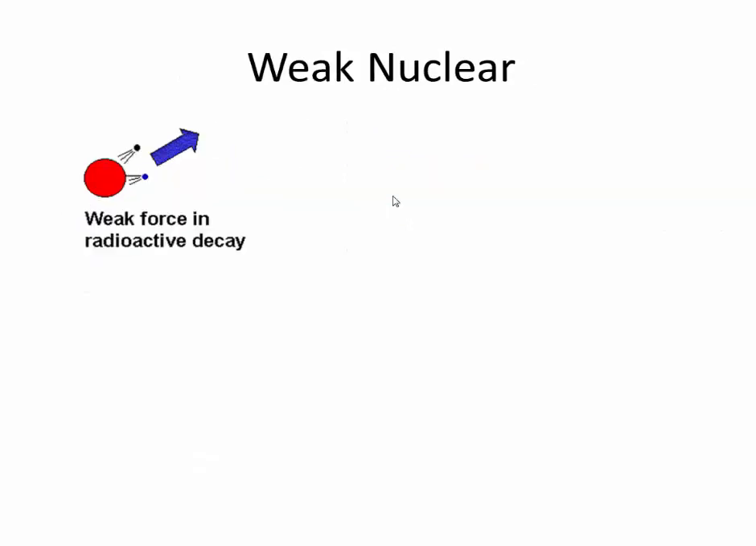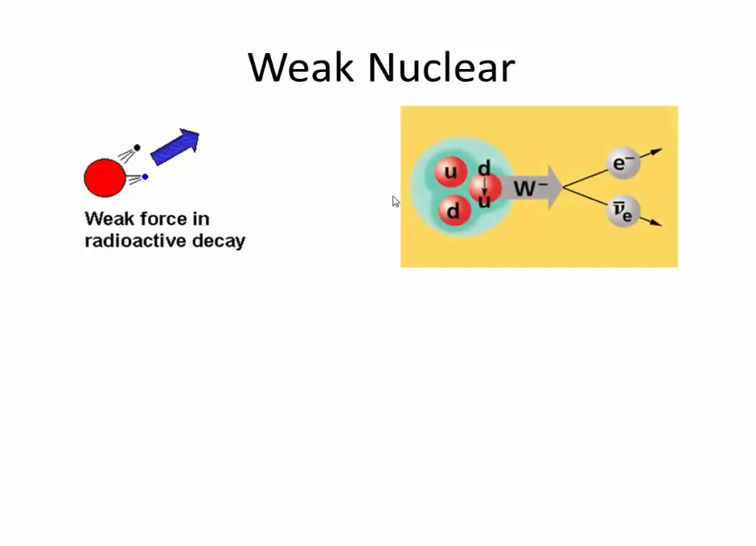Then there's a weak nuclear force, which is responsible for radioactive decay. Here's an example. We have an up, down, down neutron, which turns into a proton because this down turns into an up, and it's mediated by a W boson, which basically causes an electron and an antineutrino to be produced. This is the force mediator, the W boson.